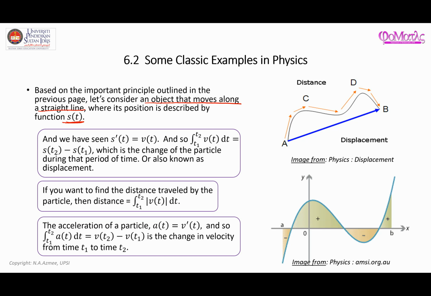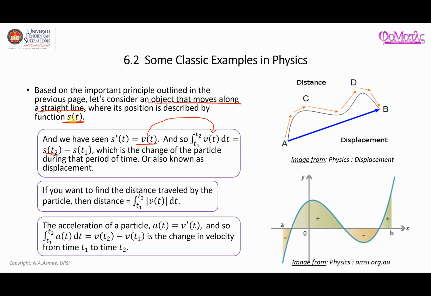You have seen in the previous chapter the idea of its first derivative. When you find the derivative of this function, s prime t, the result represents the velocity of a particle at time t. So if you find the integral of velocity from time t1 to t2, the result that you will get is the function back, which is s(t), the position function.